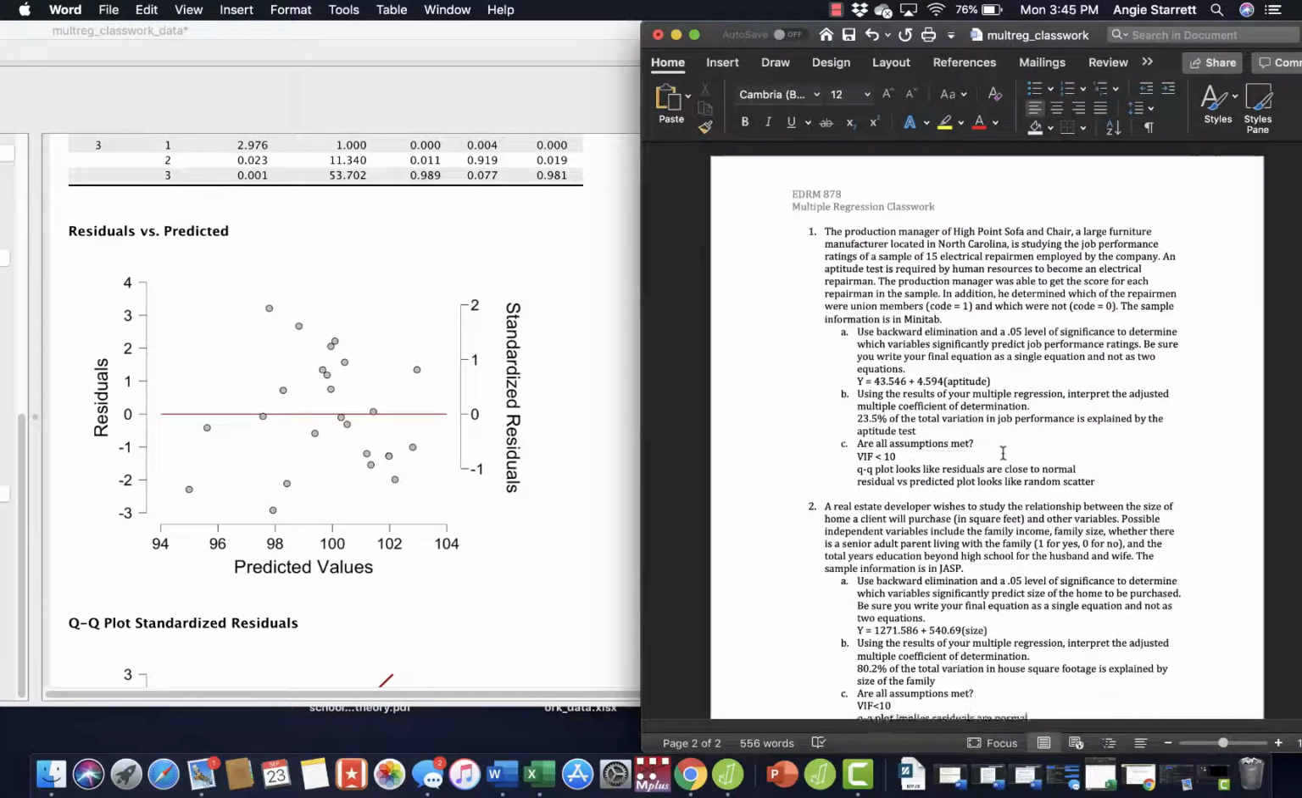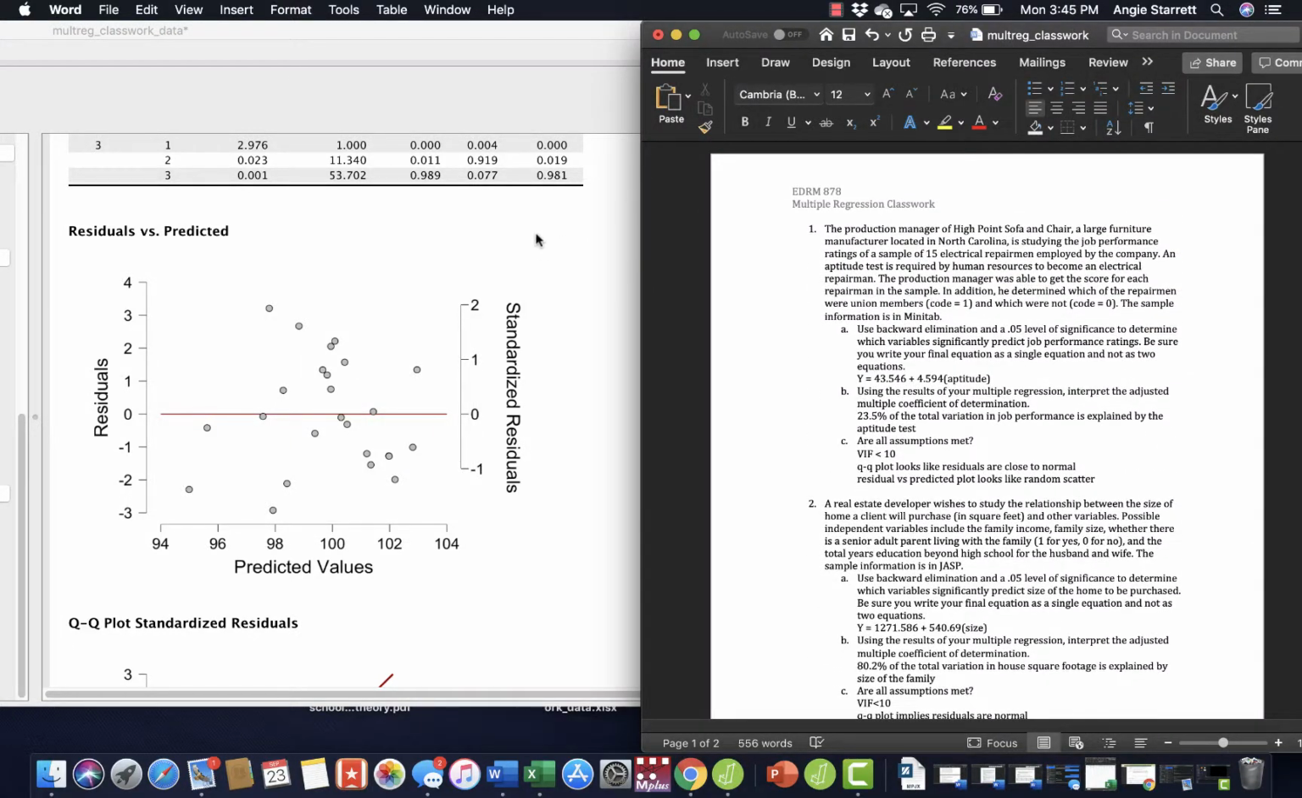All right, so hopefully this helps clear up how to do multiple regression in JASP.